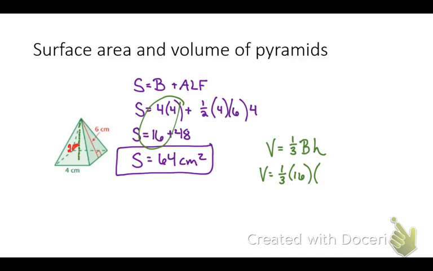So the height of the pyramid on your test tomorrow is going to go straight up the middle of the triangle. Okay? So I can't divide either number evenly by 3, so I'm going to do 16 times 2 first. What's 16 times 2? 32. And then 32 divided by 3, it's not going to be an even number. That's okay. 10.6 repeating. So volume is approximately 10.7 centimeters cubed. All right. It'll work out evenly on your test tomorrow.